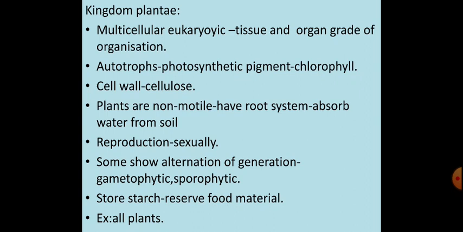Mainly, plants are autotrophs. That means plants can prepare their own food in the presence of sunlight. They undergo a process called photosynthesis, where they prepare their own food. So plants are the producers of the earth, and they are called autotrophs. They have a photosynthetic pigment called chlorophyll, and because of this chlorophyll, plants obtain a green color.